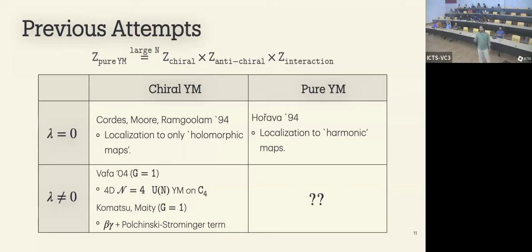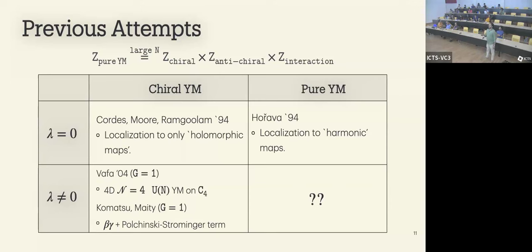In the chiral part, again, at lambda not equal to zero, where it's finite coupling, there also Gopakumar has a paper on 4D N=4 Yang-Mills, but I didn't quite understand how that is matching, though I read it once. They claim that at lambda equal to zero, the chiral part is matching. Komatsu and Pronobis are trying to do a similar problem in this sector, which is a beta-gamma system deformed by a Polchinski-Strassler term, which is capturing the non-zero lambda value.